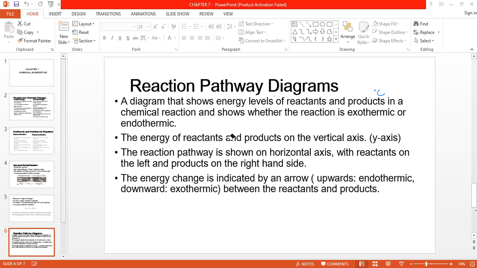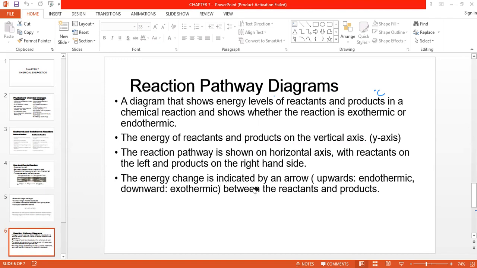The energy of reactants and products is on the vertical axis. Basically you have two axes. So on the vertical or y-axis, you show the energy levels of those reactants and products, and the reaction pathway is shown along the horizontal or x-axis. On the horizontal axis, on the left side you have the reactants, and on the right side you have the products.